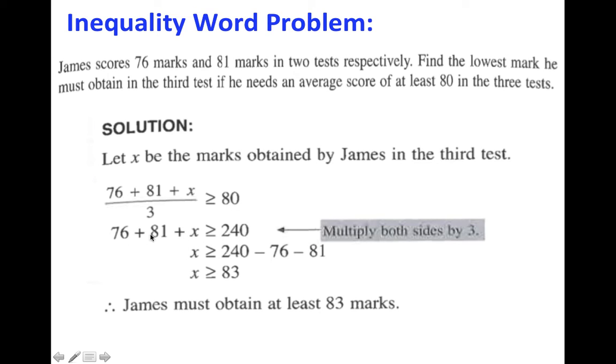You have this. It looks like we subtracted the 76 and 81, and now we have this number. X is greater than or equal to 83. So just as I noticed in the beginning, he has to score higher than he has on his previous two tests in order to bring the average up. And what is that? 83. So James must obtain at least 83 marks on that third test to get his average of 80.